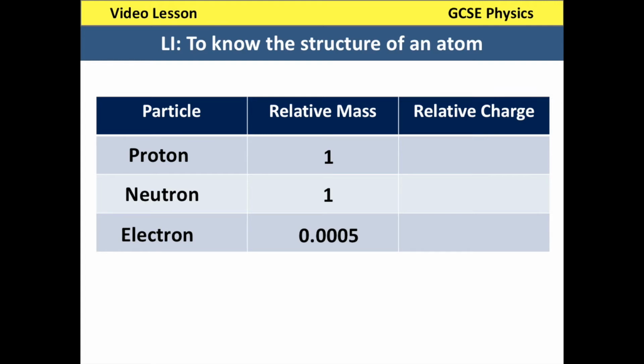Then we can consider the charge. Charge, of course, can either be positive, negative or uncharged. Protons are positively charged. You can remember P for proton and P for positive. So we say that they have a relative charge of +1. The difference between a proton and a neutron is that a neutron has got no charge, so we say that the relative charge of a neutron is 0. And then finally, the electron. The size of the charge of an electron is the same as a proton, but it has the opposite charge. So we say that the charge of the electron is -1 because it is negative.